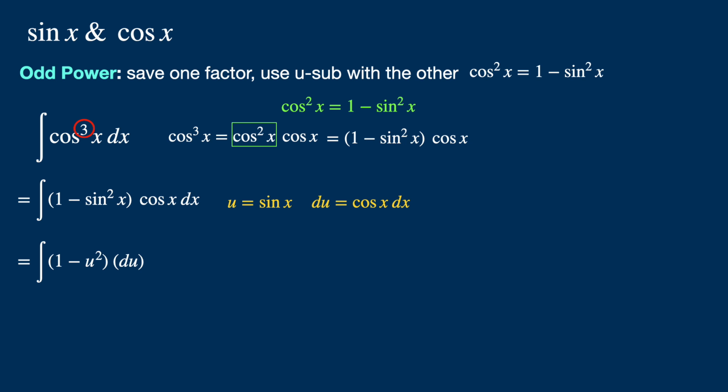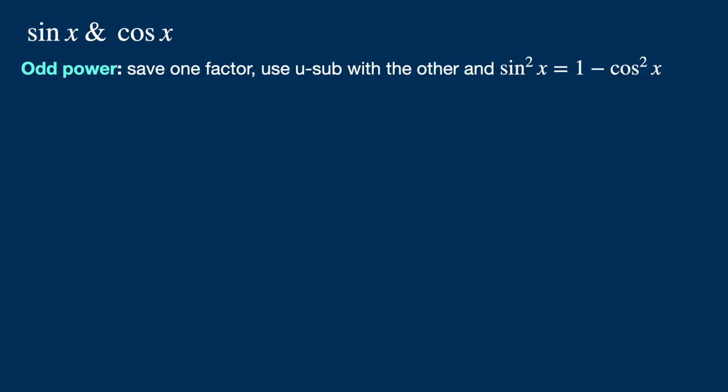Then you find the antiderivative of 1 minus u squared. That's gonna be u minus u cube over 3 plus c. You're gonna be plugging back sine x. Then you have sine x minus sine cube x over 3 plus c. Everything make sense? Let's do one more example about this case.